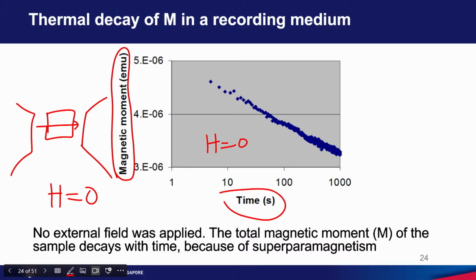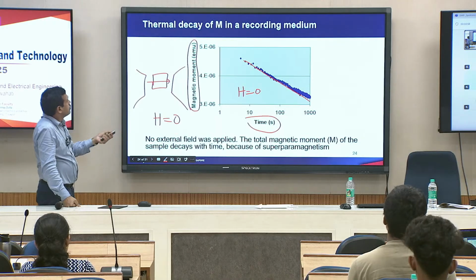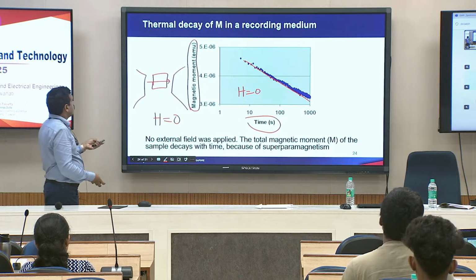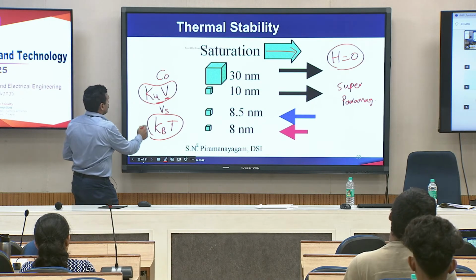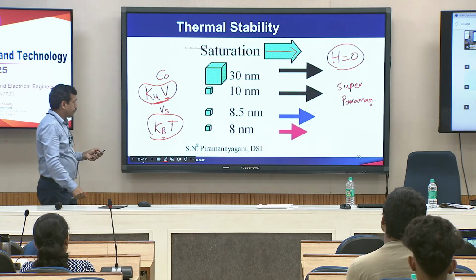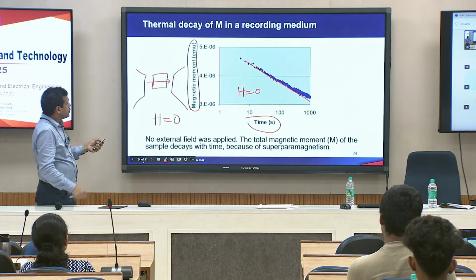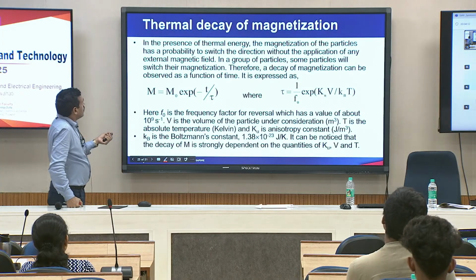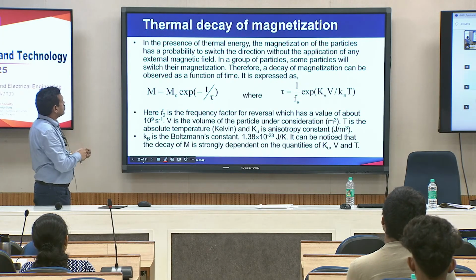So, you notice that the magnetic moment keeps decreasing as a function of time. Okay, this is a logarithmic scale. So, it keeps decreasing as a function of time. This decrease of magnetic moment is because of the competition between anisotropy energy and thermal energy. So, this was explained by Neel many years ago.